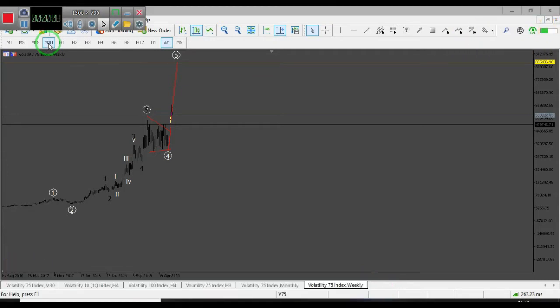Hello guys, today I'm gonna make a video on volatility indices. I'm gonna start with the V75, V25, V100, and lastly we're gonna end with V50. This is V75, the weekly chart.